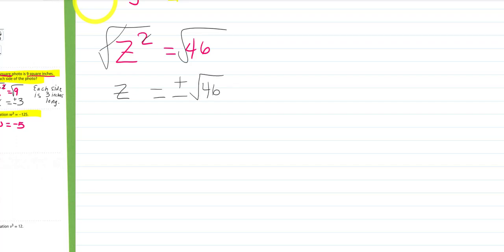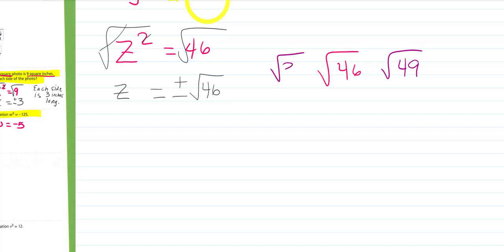So if we're asked, which you will be asked, to approximate this, let's think about where that would be. So we know that the square root of 46 would be in between the perfect squares of 49 and 36, and it will be much closer to 49 than it is to 36. So we would say that z can be approximately close to 7. This is the way you would need to enter it.